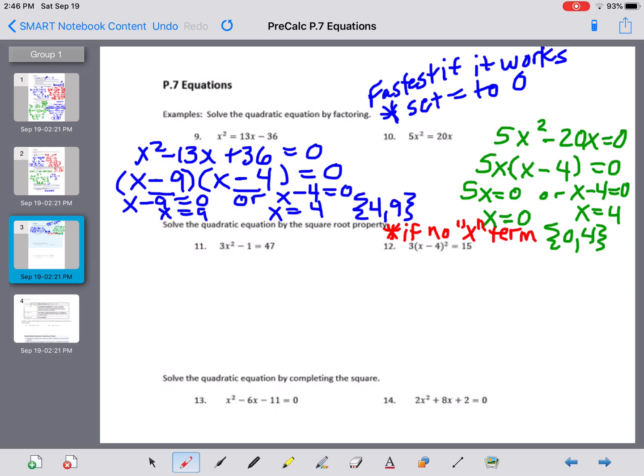I'm going to go for the square root method, which says get your x squared by itself. So I'm going to add 1 to the other side. I get 3x squared equals 48. Divide by 3. I get x squared equals 16. I need to solve now because I have an x squared. I can take the square root of both sides. And what is the square root of 16?